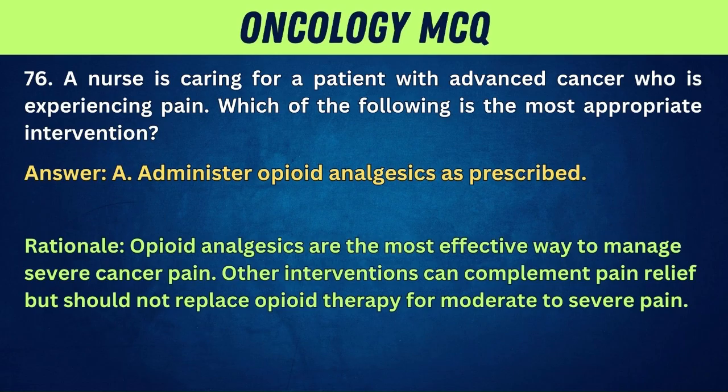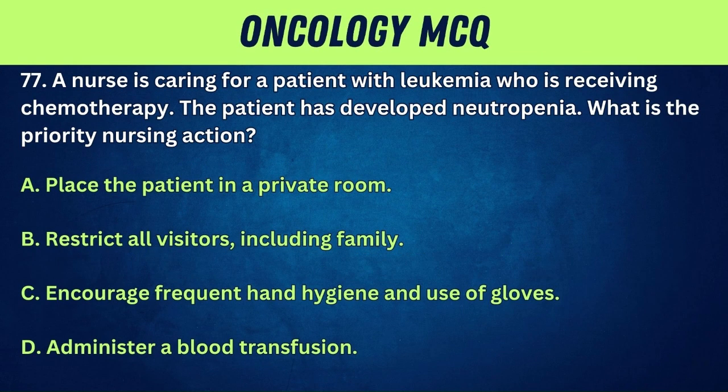Other interventions can complement pain relief, but should not replace opioid therapy for moderate to severe pain. 77. A nurse is caring for a patient with leukemia who is receiving chemotherapy. The patient has developed neutropenia. What is the priority nursing action?